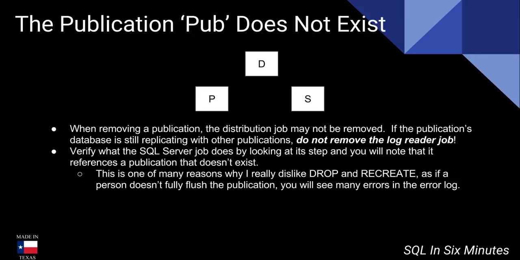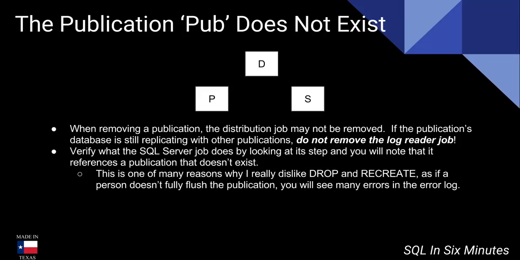And then the other thing that you'll see is if you go to the actual job steps, you'll see that it references in the job step a publication that does not exist anymore. And so let's say, again, your publication is, let's just say PubX. You'll see that it's referencing that publication PubX. So you'll know this is referencing a publication that no longer exists.